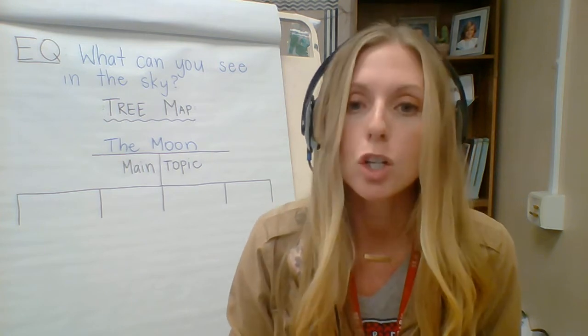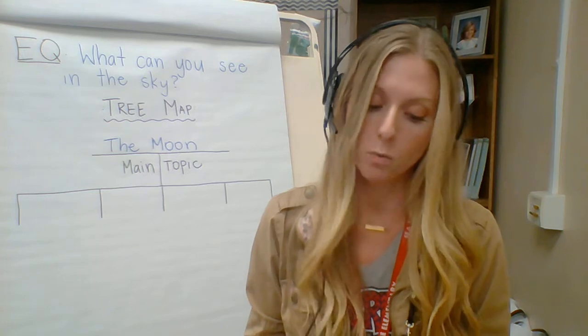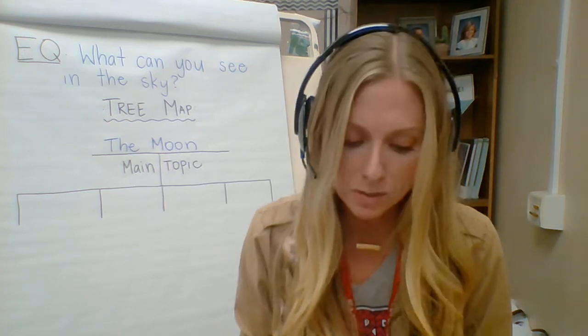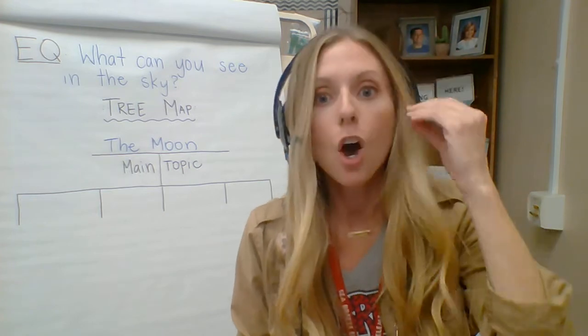Listen as I read aloud to you. Think of what you see in the night sky. You see stars and you see the moon. The moon is the neighbor closest to Earth in space, but it is very far away. The moon is about 250,000 miles from Earth. Oh my goodness, that's a really big number.